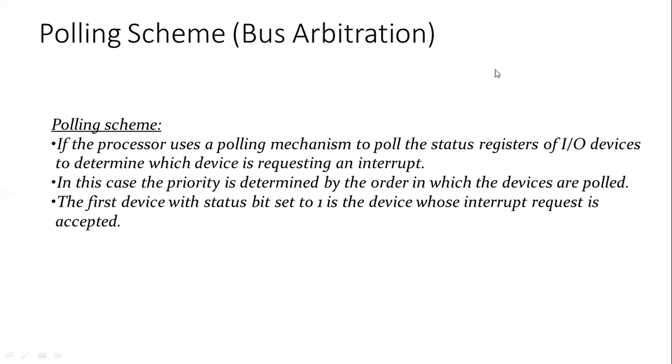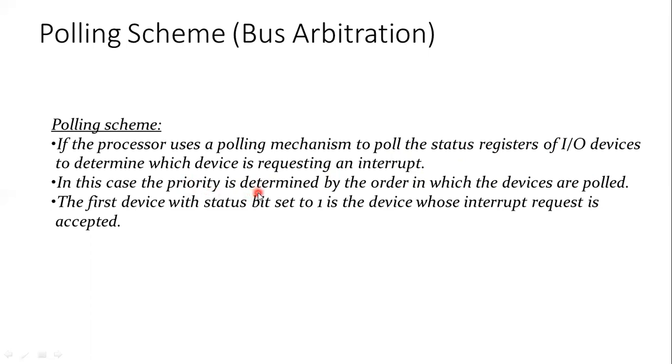There is a mechanism to poll the status register of IO devices to determine which device has requested an interrupt. Out of that polling, out of that selection, the control circuit will decide to whom the interrupt should be given. The complete decision depends on this particular architecture, or simply the control circuitry, or the bus arbitration circuitry. Simply, the processor uses a polling mechanism to poll the status register of IO devices to determine which device is requesting an interrupt.